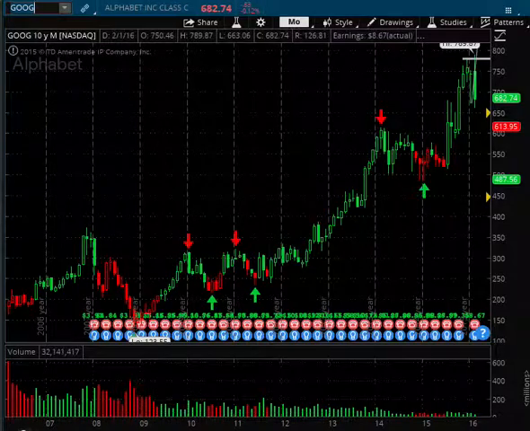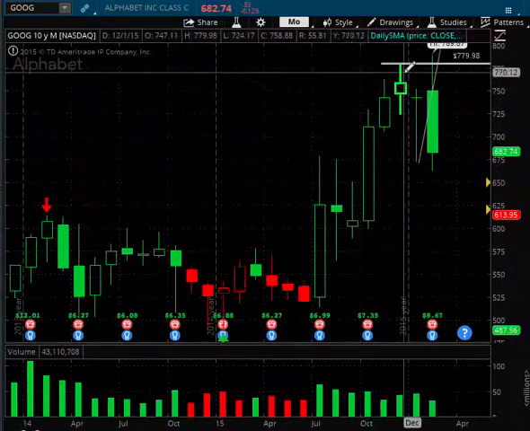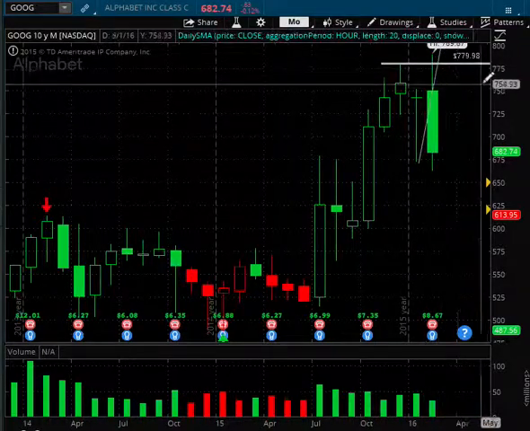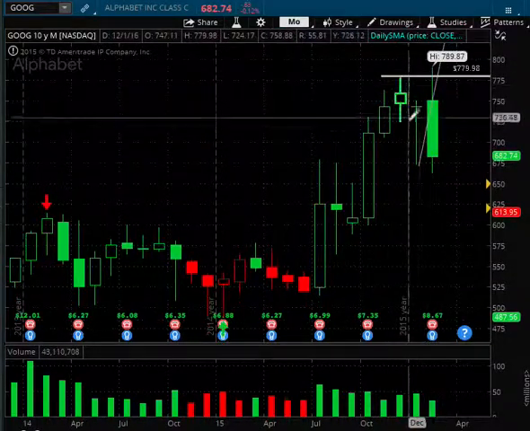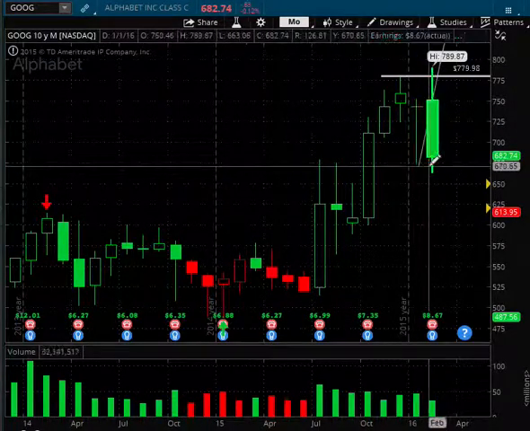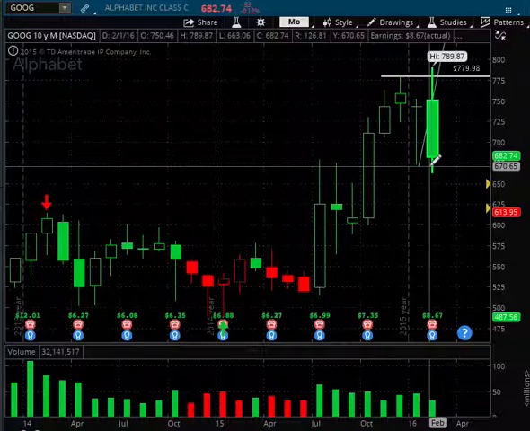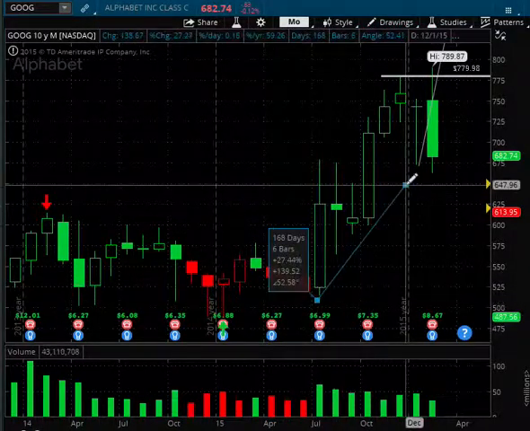We have Google. I'm not going to draw anything here, but it looks like we had a resistance level up here. The high was $789 a share. We're at $682 a share right now. So if you just have $1,000 to invest and you want to invest in just one stock, Google looks like a great bet. Let me draw a trend line here.